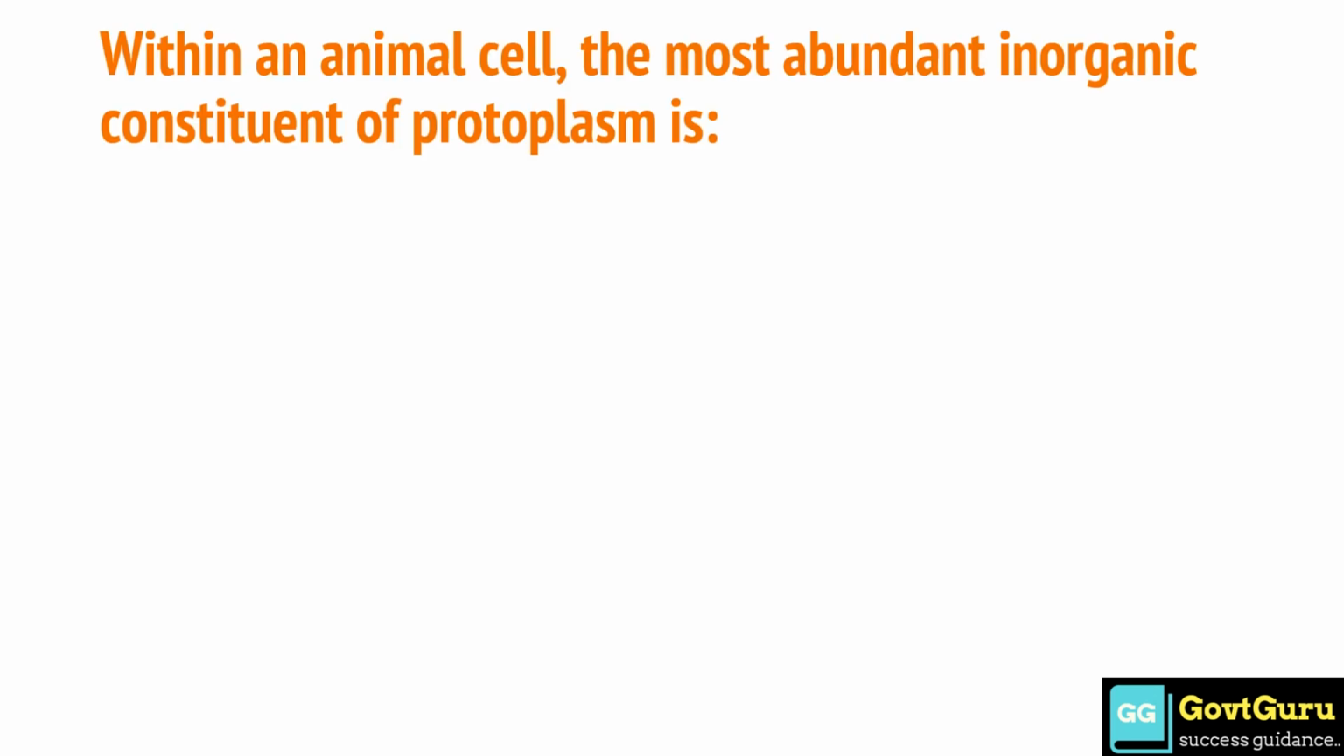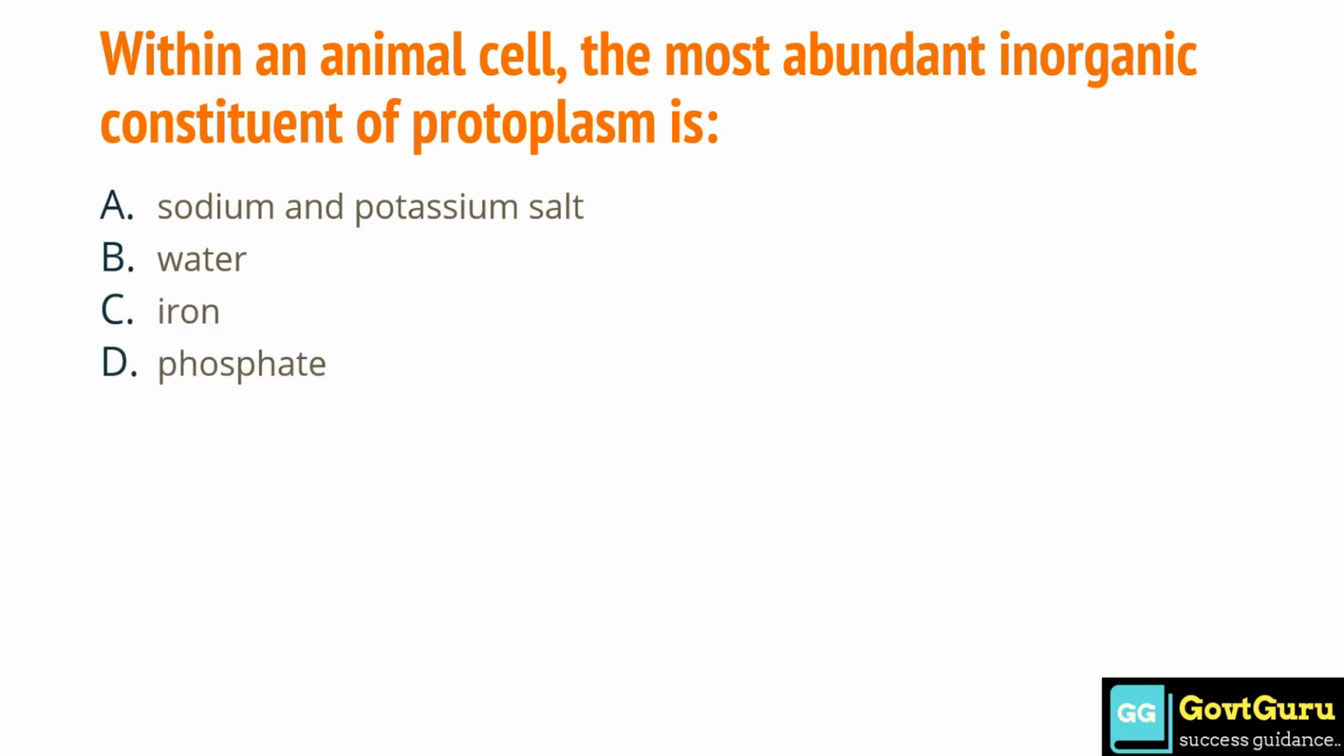Within an animal cell, the most abundant inorganic constituent of protoplasm is? Option A, sodium and potassium salt. Option B, water. Option C, iron. And option D is phosphate. So the correct answer is option B, water.